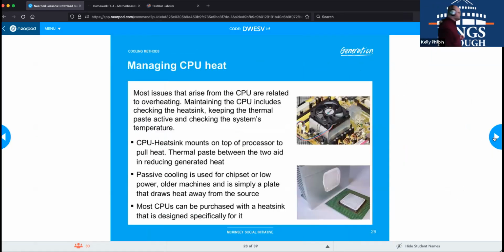All right. Heat management. How about before we do this, we take a quick little 10-minute break before we jump into the next section.